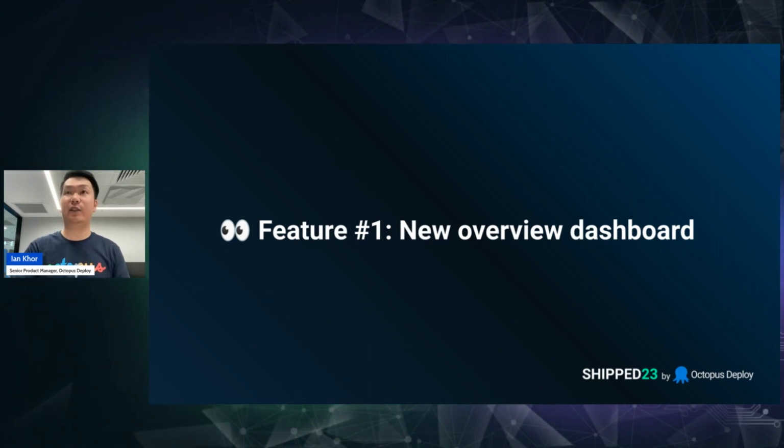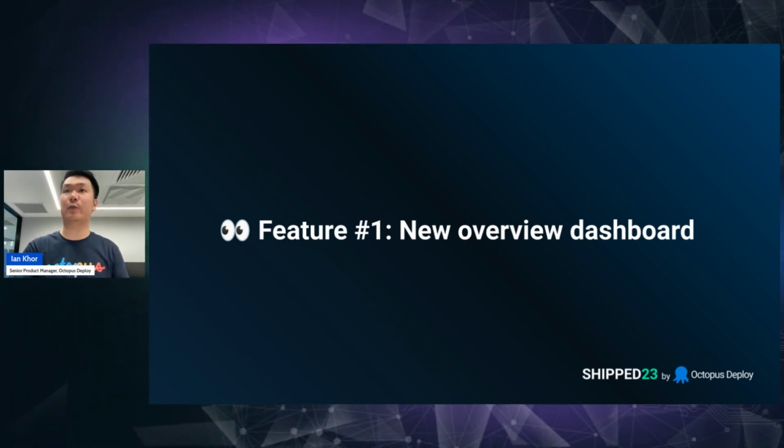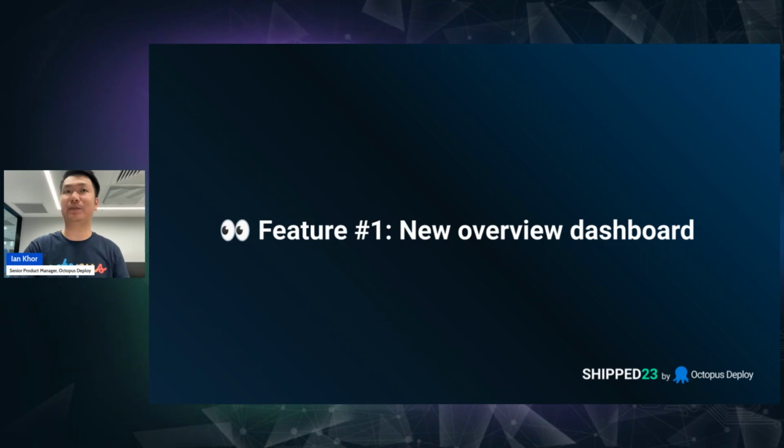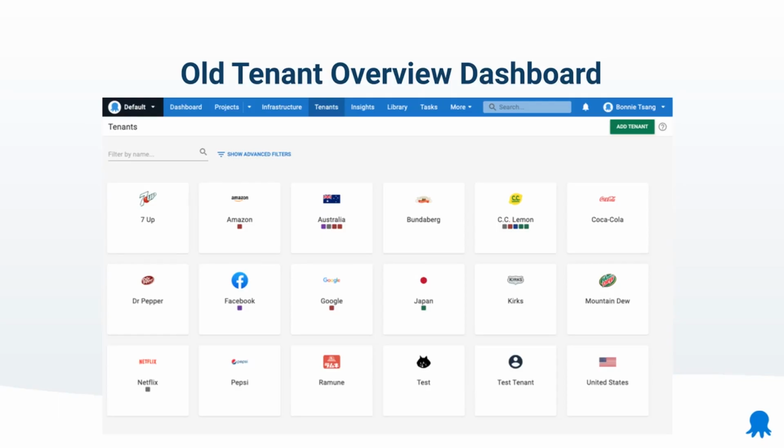The first feature that I'd like to talk about is the new tenant overview dashboard that we released earlier this year. This is what the old tenant overview dashboard looked like. It was basically a card-based dashboard where each of these cards denotes a different tenant. So we would have the tenant logo, if you had one, and the tenant name as well. And if you can see those little colored boxes underneath the tenant name, that's what we use to denote tenant tags.